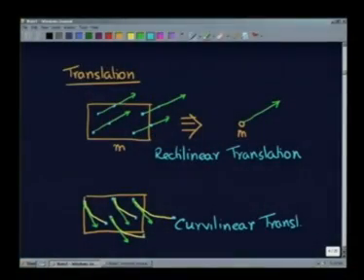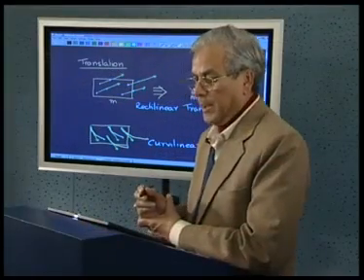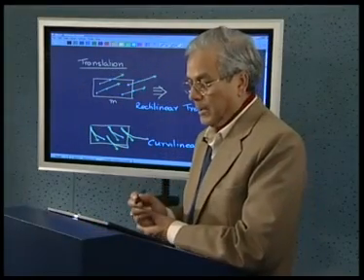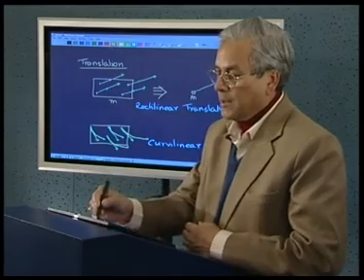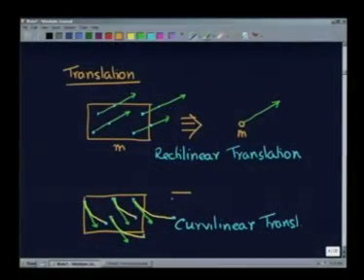The simplest type of motion, that is translation, can be either rectilinear or curvilinear. In both these cases, since at every instant all the particles undergo identical motion, we can treat the whole body as one single particle like this, of the same total mass as the original one.